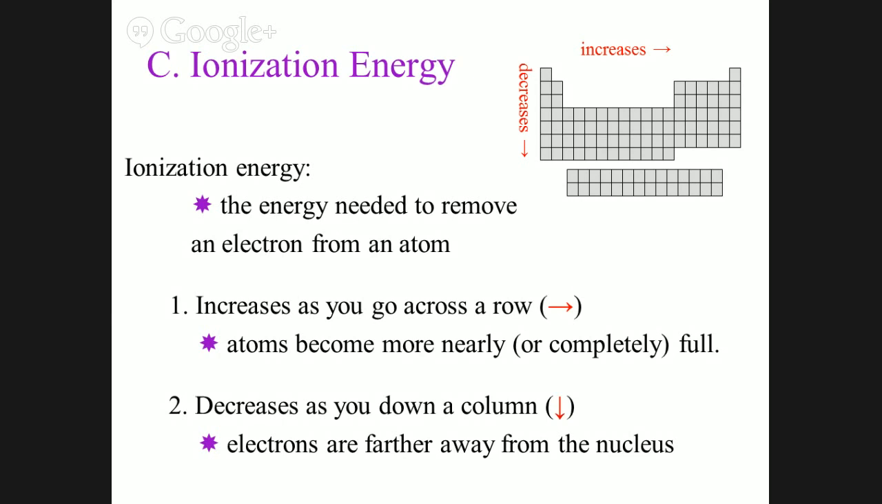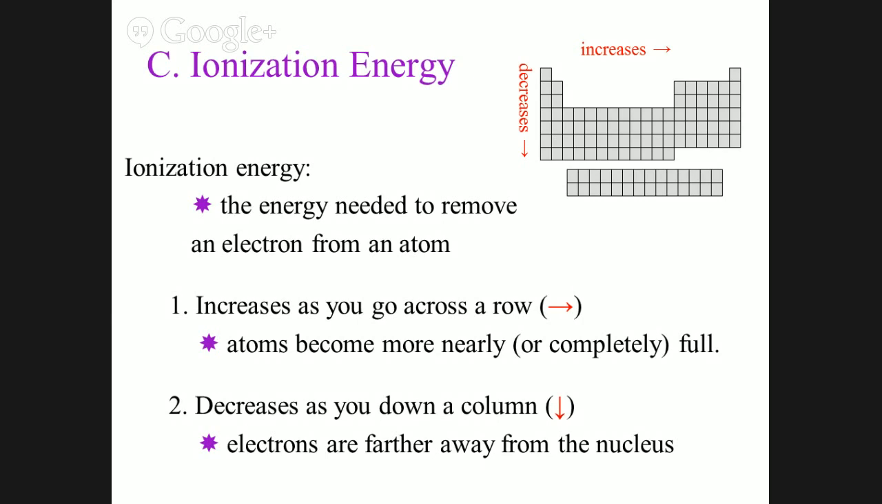Now, why does it take less to go down? Well, remember, we're adding shells. And as we add shells, those valence electrons get further and further away from the nucleus. So they don't feel the nucleus's pull quite as strongly. So as a result, it doesn't take quite as much energy to remove a valence electron that's in the 5th shell as it would in the 3rd shell.